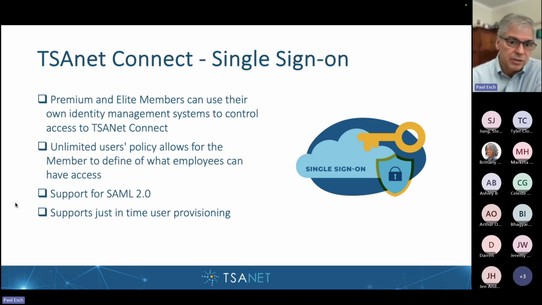This is under the common SAML 2.0. Virtually every company out there has some type of identity management system that's going to support that. It also supports just-in-time user provisioning, so the experience your users have is very slick, right? They just click on an icon or select TSANet Connect, and it just works. They don't have to register or anything like that. So if you're not using single sign-on today and you're premium or elite, I highly recommend you reach out to me. We can set that up fairly quickly.